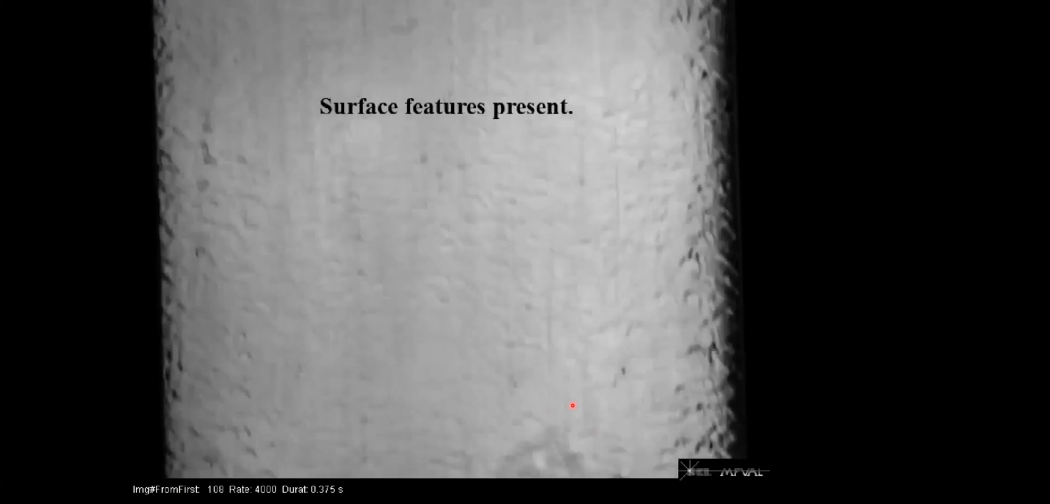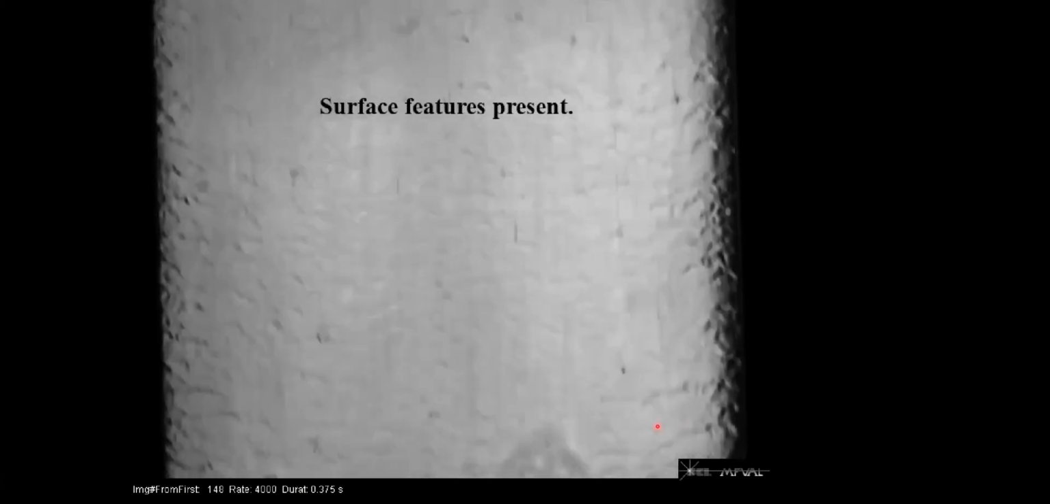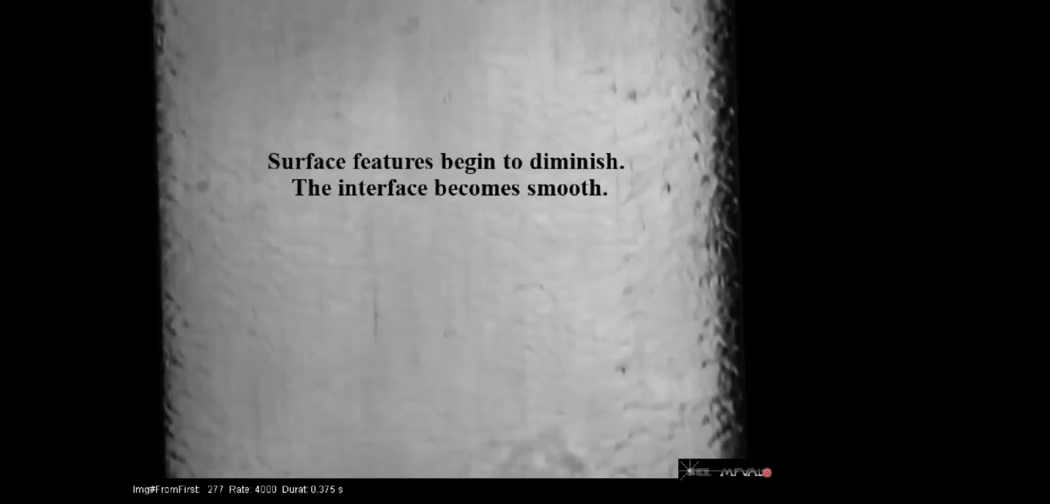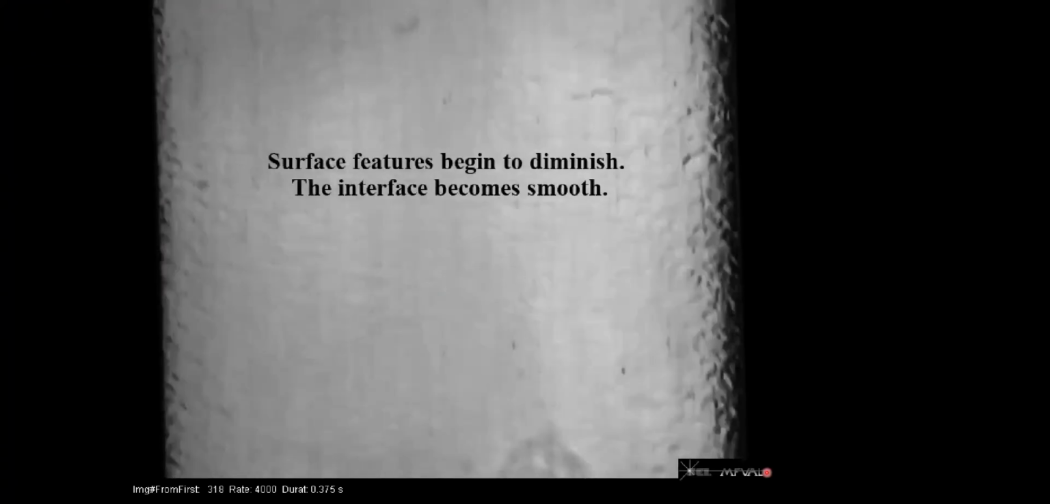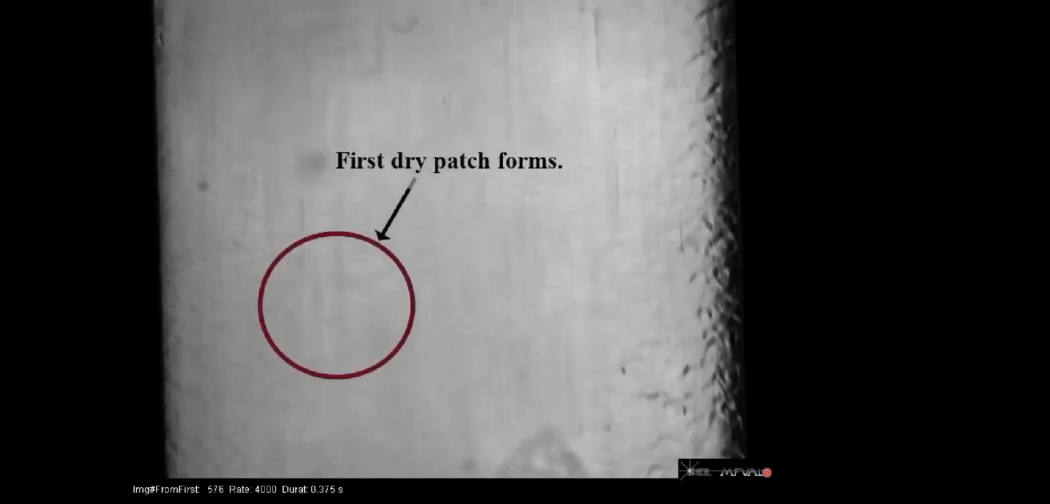At the beginning of this clip, the liquid vapor interface possesses surface features such as ripples, waves, droplet detachment, and deposition. After a short time, however, the surface features on the liquid vapor interface begin to diminish, and the interface becomes very smooth. In the local position highlighted here, the surface features have completely vanished. This also happens to be the location where the very first dry region forms.